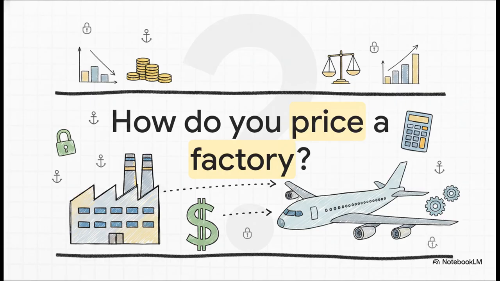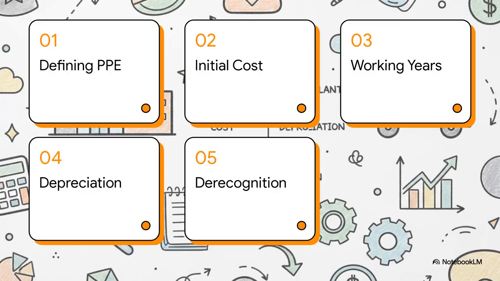Look, without standardized rules, we'd have absolute financial chaos. Companies could just kind of make up the value of their assets, sweeping expenses under the rug or artificially inflating their worth just to trick investors. IAS 16 completely prevents that chaos by laying out strict, logical rules for literally every single phase of an asset's life. So here is our roadmap for today.